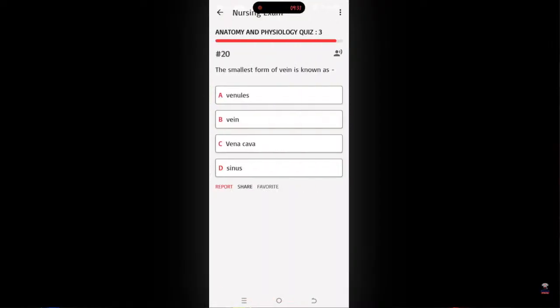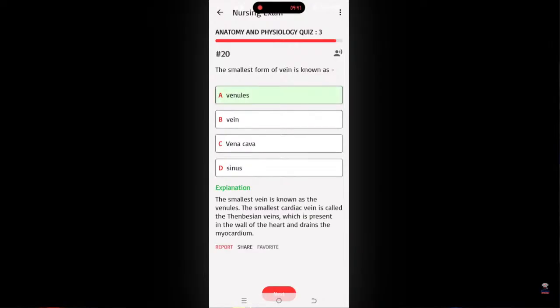The smallest form of vein is known as A. Venules, B. Vein, C. Vena cava, D. Sinus. Correct answer. The smallest vein is known as the venules. The smallest cardiac vein is called the Thebesian veins, which is present in the wall of the heart and drains the myocardium.